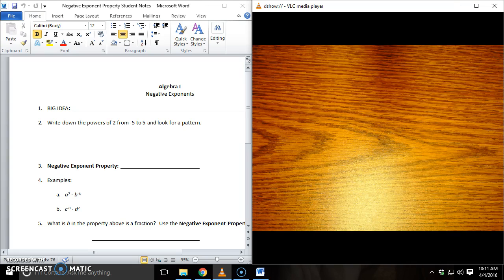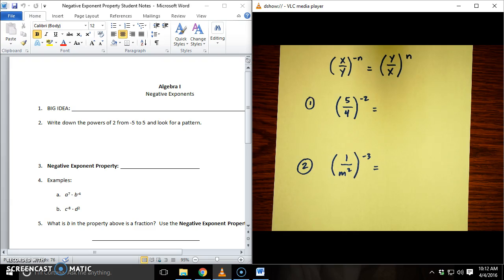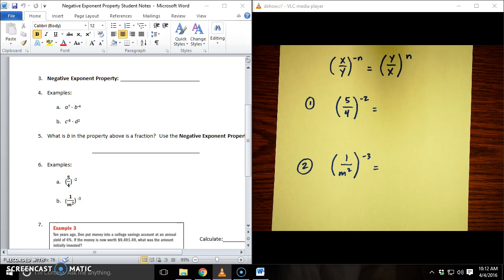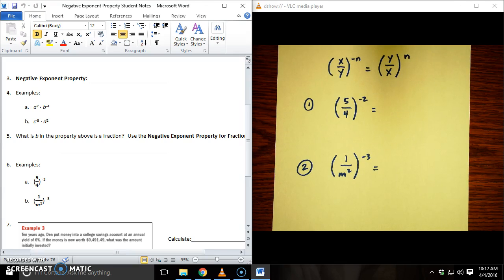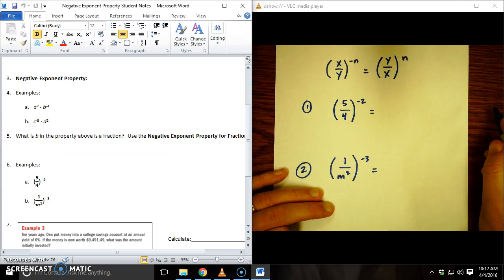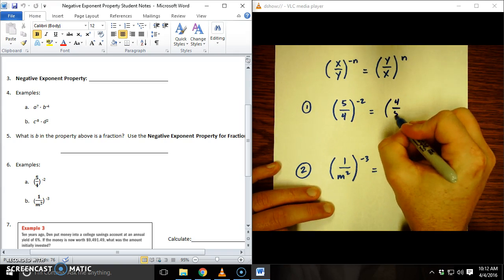But now what if b in the property above would be a fraction? Then we're going to use the negative exponent property. And basically the negative exponent property says that if you have a fraction x over y to the negative n, you flip the fraction, you take the reciprocal, and make the power positive. So x over y to the negative n is y over x to the n. Let's apply that to an example with just numbers. So 5 over 4 to the negative 2 power would be 4 over 5 squared.